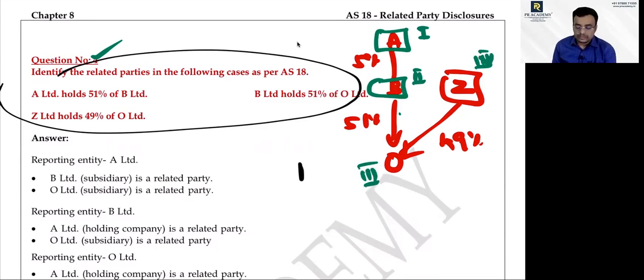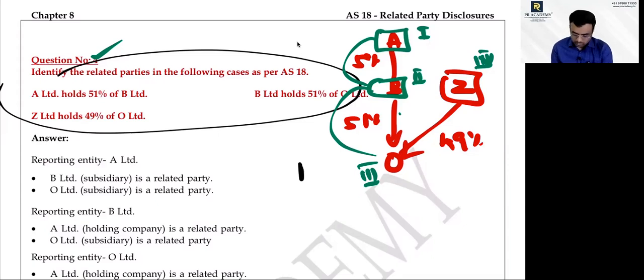Are you getting connected with me? Different answers you have to write. 4 different answers you have to write. From the point of A, AB is related. AO is related, sorry, BO is related. What about AO?